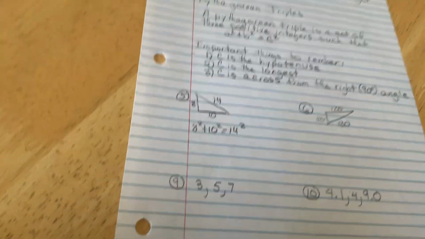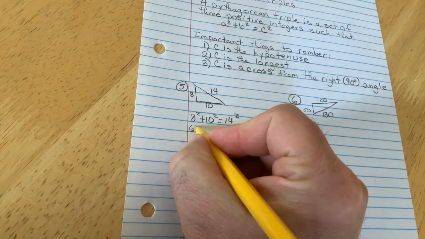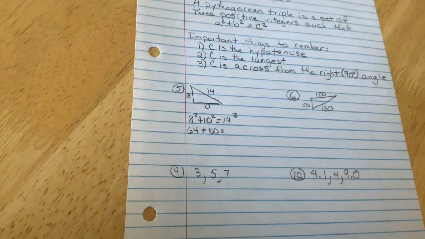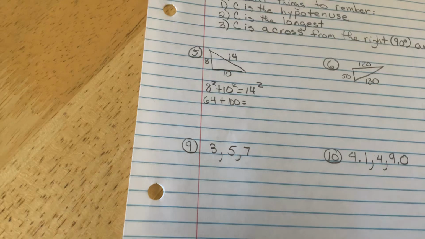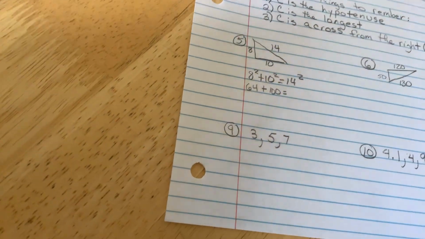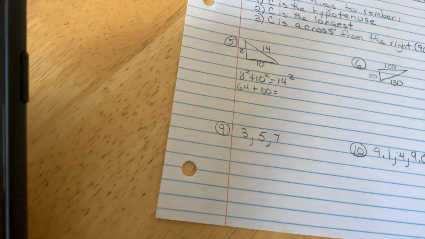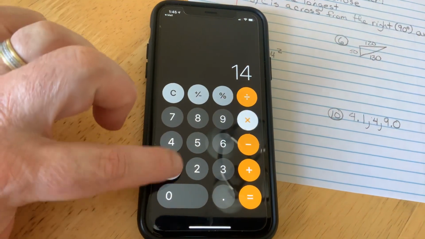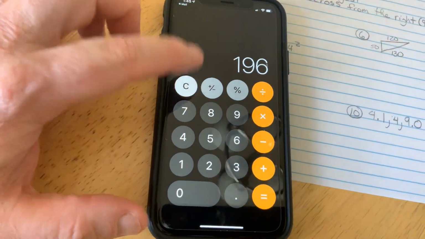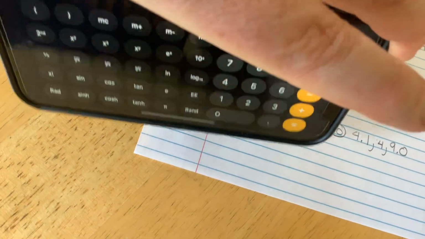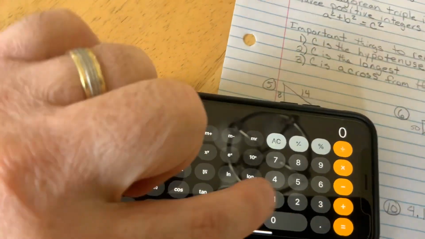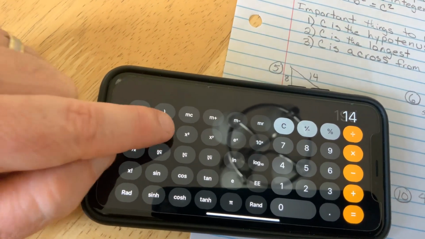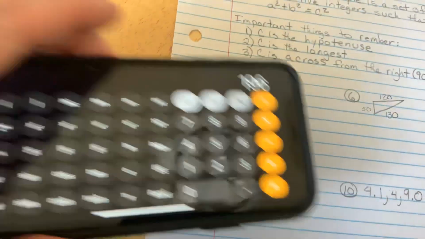8 squared would be what? 64. 10 squared is 100. Now, 14 squared is one maybe we don't have memorized right off the top of our head, so we're going to use the calculator on our phone. You can either go 14 times 14 and get 196, or turn it sideways, enter 14 and then the x squared button, and you get 196. Either way you get 196.